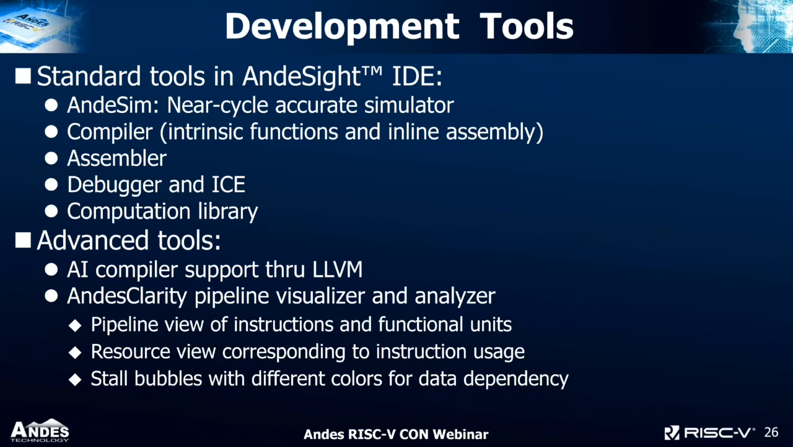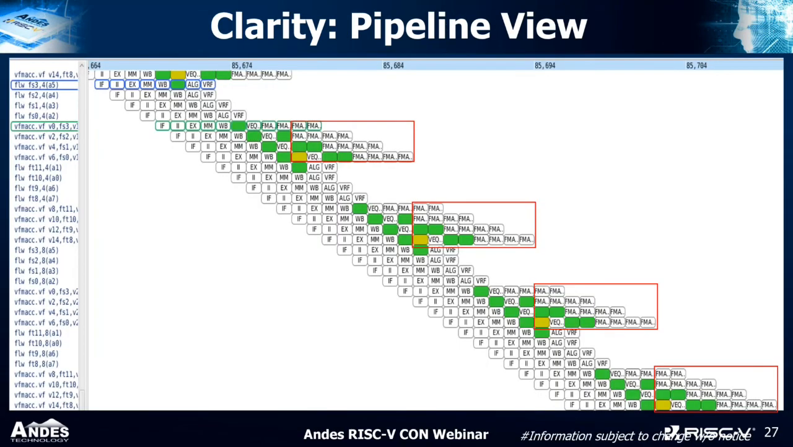DSP programming is a little different than control programming, where DSP, data movement, and pipeline bubbles are very important. So we have a tool that could view a pipeline view of instruction flow and usage of the functional blocks. And we could see the resources, and most importantly, we could see the stalls and bubbles very easily. Here's a picture of our Clarity tool looking at pipeline.